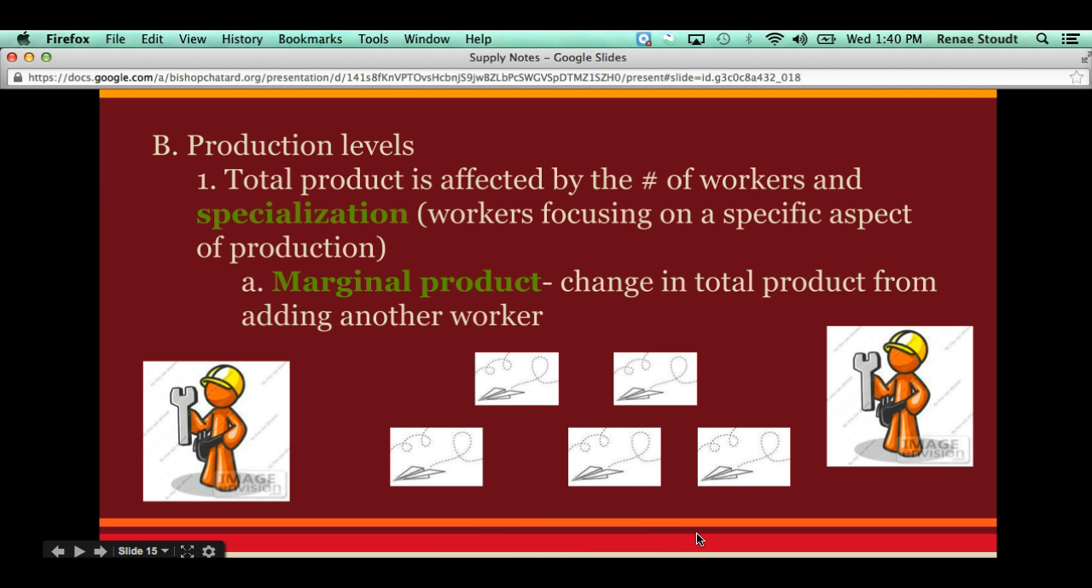Now marginal product is how much our total product changed because we added that second worker. When I had my first worker, I only had 2 airplanes. Because I added my second worker, now I can produce 5 airplanes. How many did my second worker add to our total product? Should have said 3, right? Because of my second worker, I added 3 more planes. So while our total product for 2 people is 5 because we can make 5 airplanes, our marginal product is 3, because that's how many my second worker added to our total product.